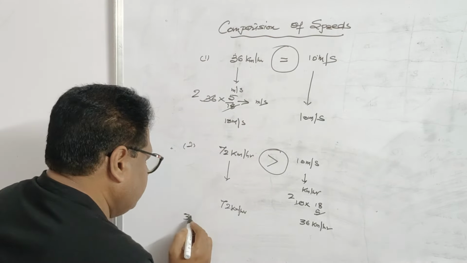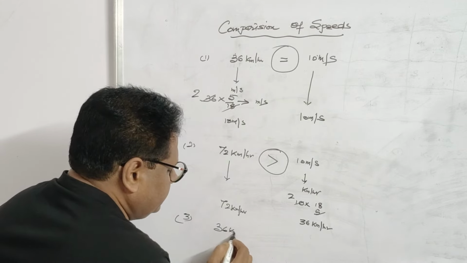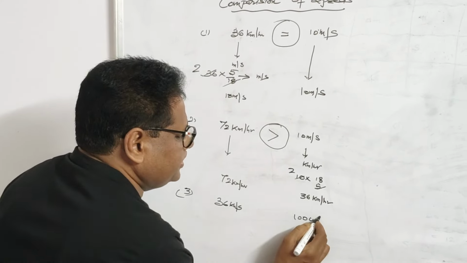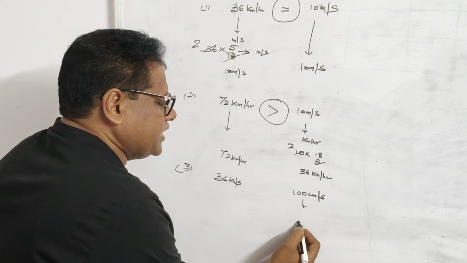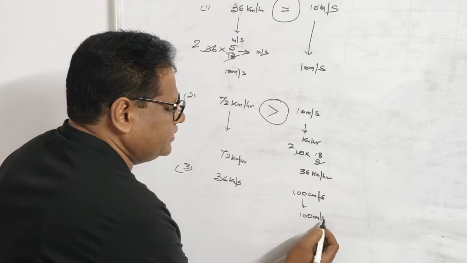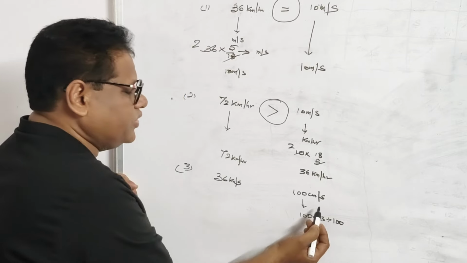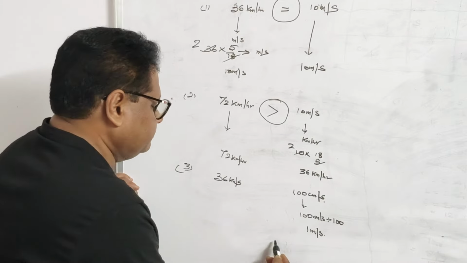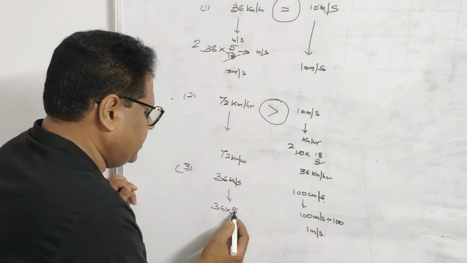Okay, let's take one more example. We have 36 kilometer per hour, and we have 100 centimeter per second. So first of all you need to convert this into meter per second, and the simple conversion is to divide 100 centimeter per second by 100. So it's coming 1 meter per second. You don't have to disturb seconds, you need to convert only centimeters. So this is 1 meter per second, and convert the other into meter per second, that is multiply 36 with 5 by 18.